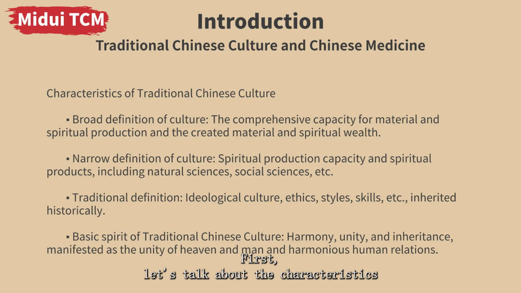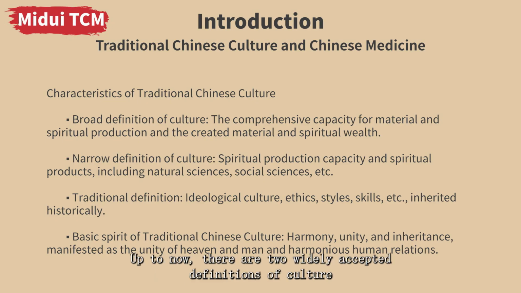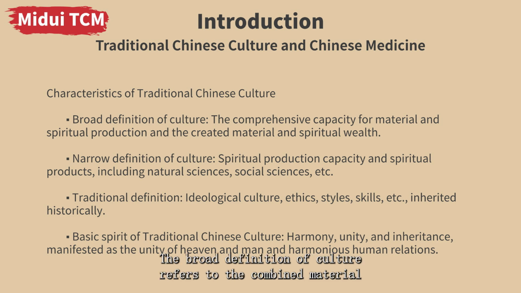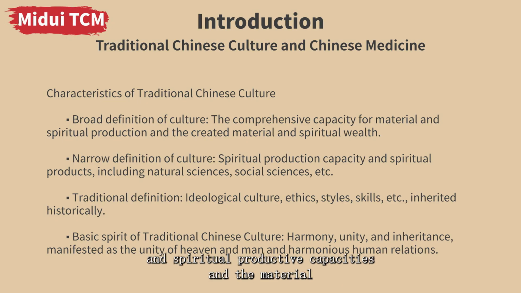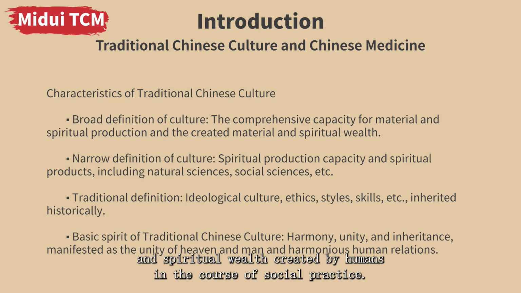First, let's talk about the characteristics of traditional Chinese culture. Understanding culture and tradition. Up to now, there are two widely accepted definitions of culture in academia, a broad definition and a narrow definition. The broad definition of culture refers to the combined material and spiritual productive capacities and the material and spiritual wealth created by humans in the course of social practice.